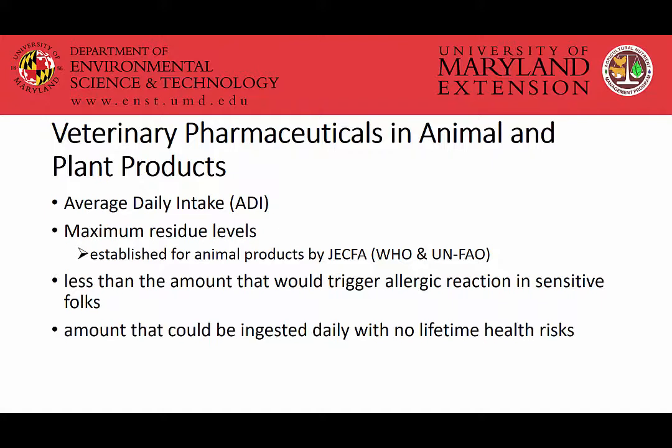So if it's an antibiotic, they look at it has to be less than the amount that would trigger an allergic reaction in a sensitive person. So if it's a sulfa drug, it's below the level that would cause someone like me to have an allergic reaction, okay? If it's something that's chronic, it's the amount that could be ingested over your lifetime with no health risks. Kind of like the MCL in water. You know, you can drink 2 liters of water a day for 70 years and you won't get cancer. That's what the MCL is based on, okay? So it's very similar to that.